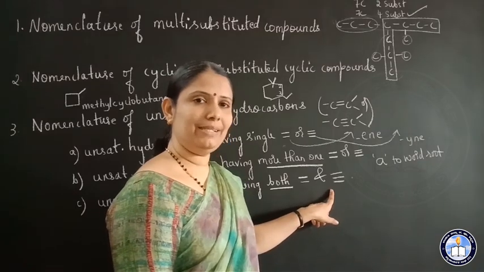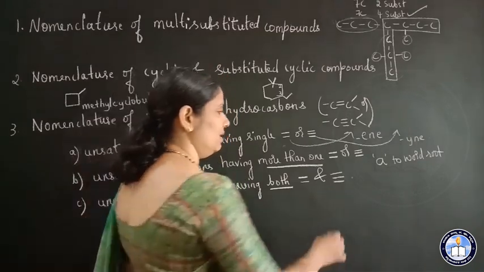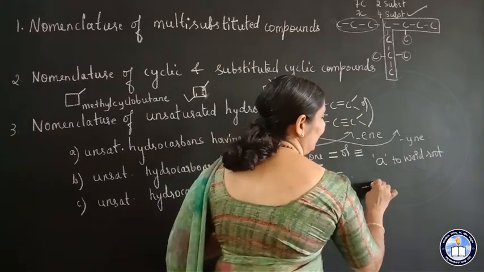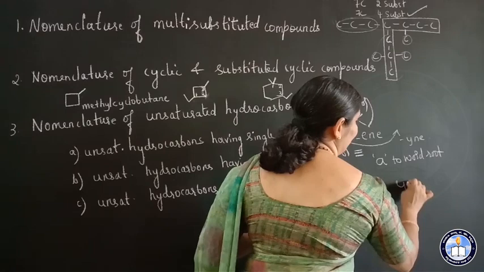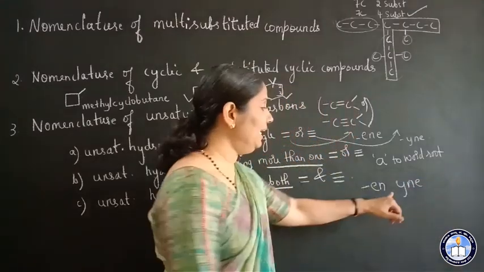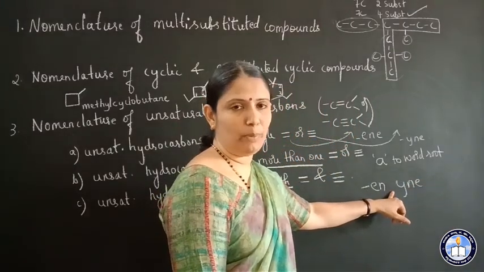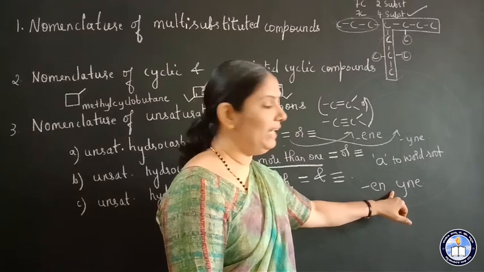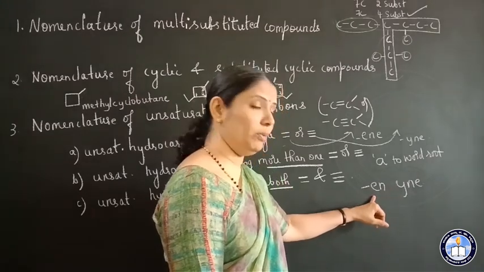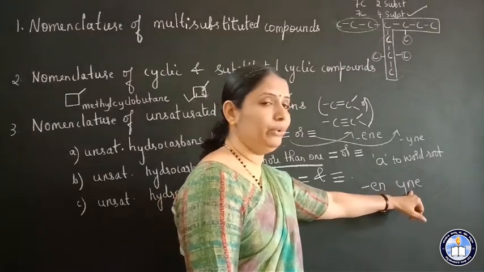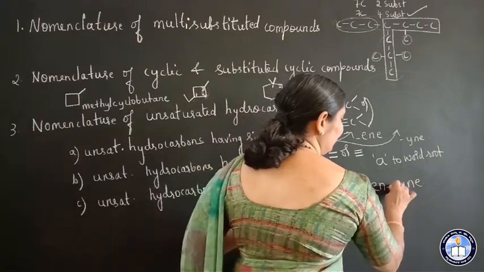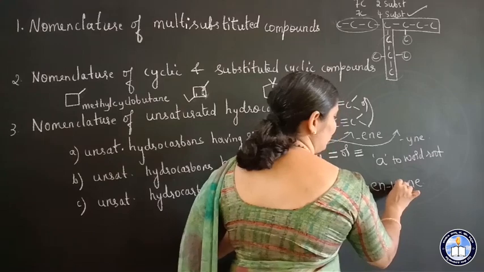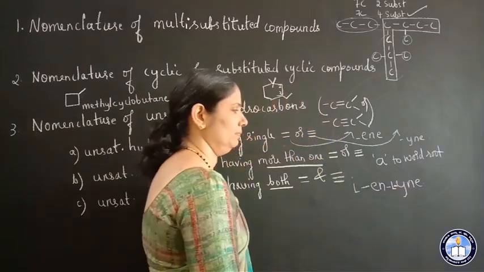So in this case, you have to write En, then later Yne. The ending E of Ene is dropped out. Later you have to write Yne. So before Ene you have got the locant. Here also before Yne you have got the locant.